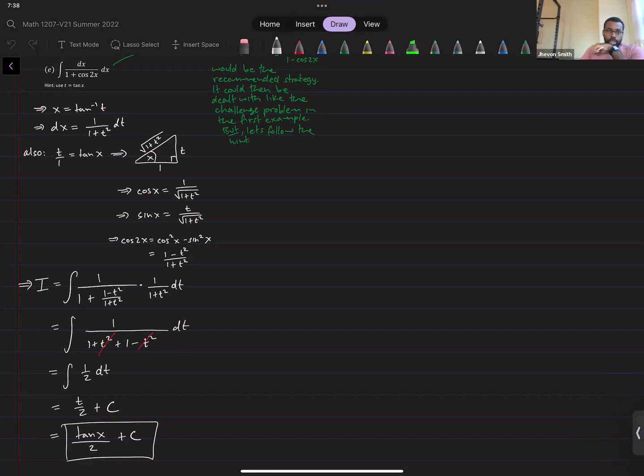So a regular Weierstrass substitution would also have worked here. The numbers would be a little bit uglier though. But this is nicer because it was already a double angle trig function, so it makes the algebra a little nicer.